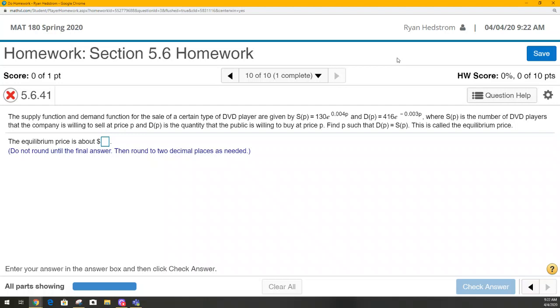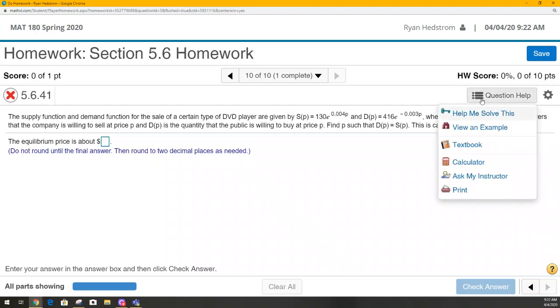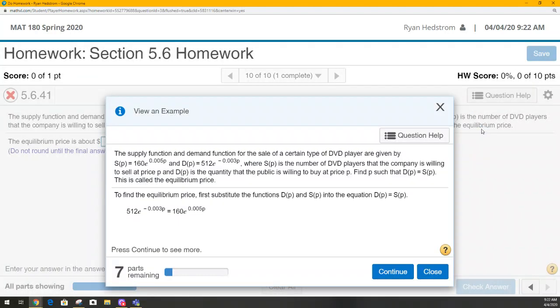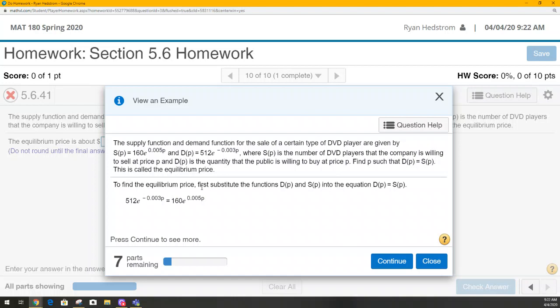We want to find P such that the two are equal. This is called the equilibrium price. So I could actually show you how to do this, but I want to make sure that some of you are using this feature that's available to you under question help. If you click on view an example, it's actually going to walk you through this problem and show you every single step that you have.